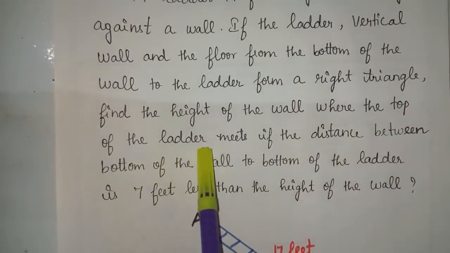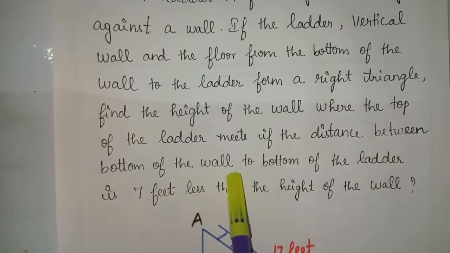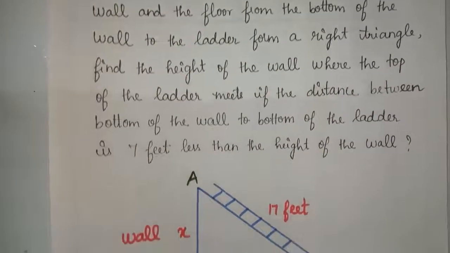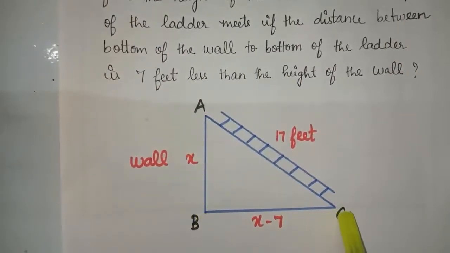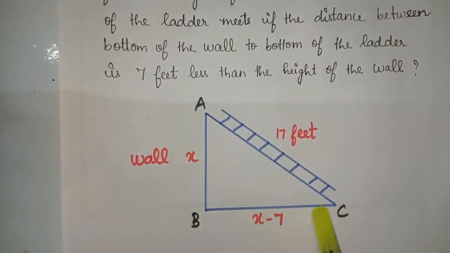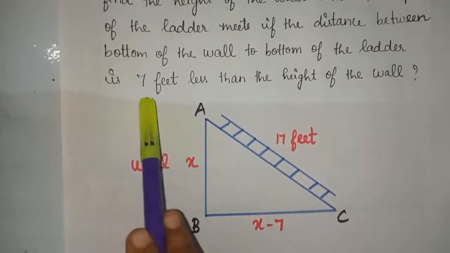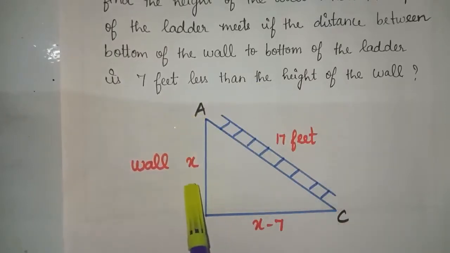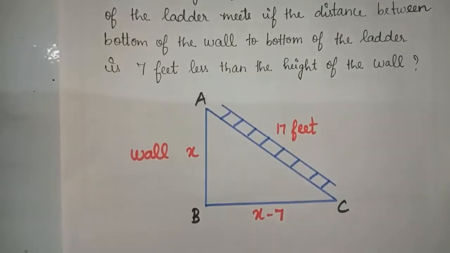The top of the ladder meets the wall. The distance between the bottom of the wall and the bottom of the ladder is 7 feet less than the height of the wall. So the height of the wall will be x, and 7 feet less means x minus 7.